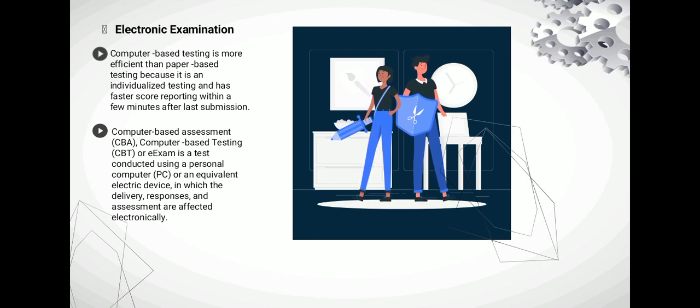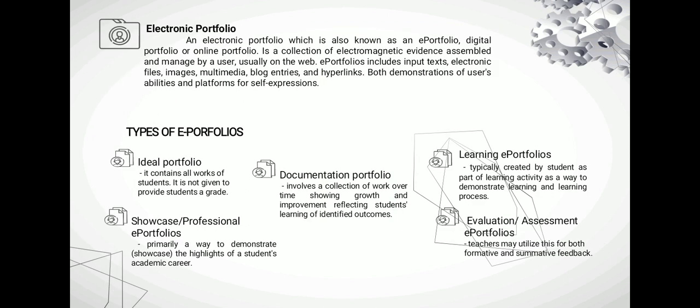But most of us, I know that we are using cell phones because they are convenient, and some of us do not have a PC. So more on our electronic devices, it is our cell phone that we use. Next is the electronic portfolio. This electronic portfolio, also known as e-portfolio, is a digital portfolio and a collection of electromagnetic evidences assembled and managed by a user, usually on the web.